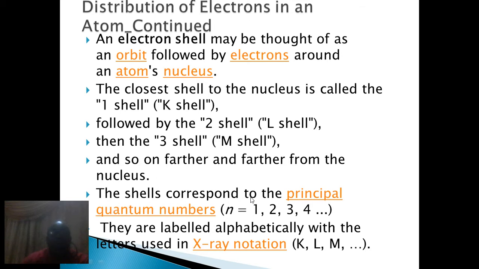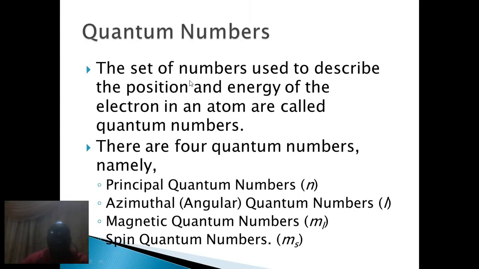The shells correspond to the principal quantum number. The shells are numbered as 1, 2, 3, 4, with 1 being the shell closer to the nucleus, and so on like that. This n is what is known as the principal quantum number. We are coming to that in a nutshell. The shells are also labeled alphabetically as K, L, M, and so on.